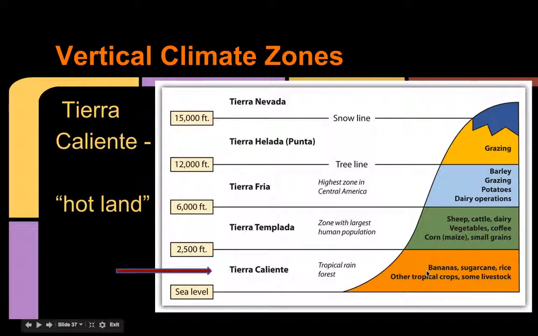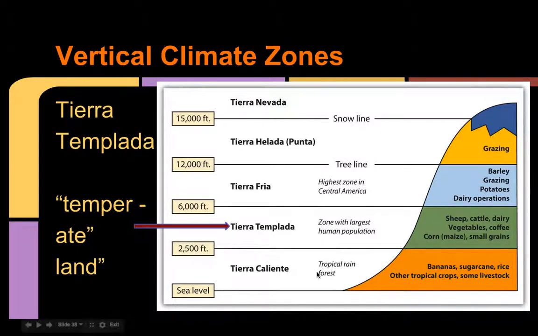A lot of that is where the tropical rainforest is, so it is very hot, but you can grow crops like bananas, sugarcane, rice, and then you can have some livestock. Our next vertical climate zone is the Tierra Templada, which is the temperate land, so it's average, it's moderate. This is where we have the largest amount of people living because it's not too hot and it's not too cold. You have lots of sheep, cattle, dairy farmers, vegetables, coffee, corn.